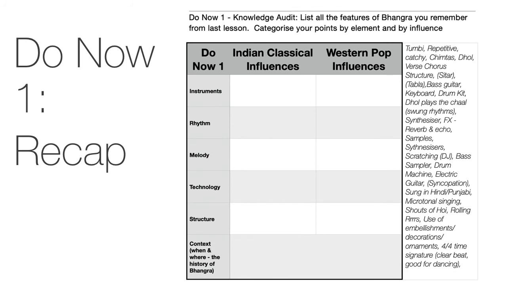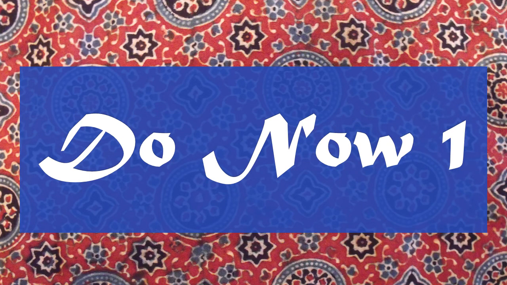Okay, please start with Do Now 1, and this is looking at the features of Bhangra that we've already talked about. You may use your existing notes here. I've also put some help to jog your memory. You're going to sort these words into either Indian classical influences or Western pop influences, and please try and get the things into the right column: the instruments, the rhythm, the melody, the technology, the structure, and the context. And that is Do Now 1. Please complete that and pause the video.